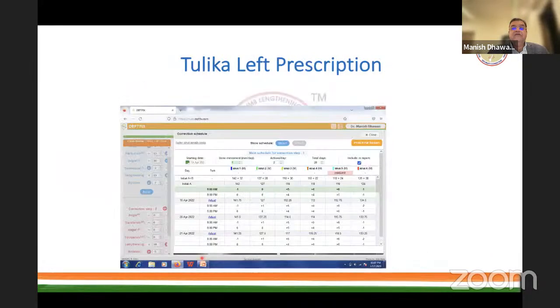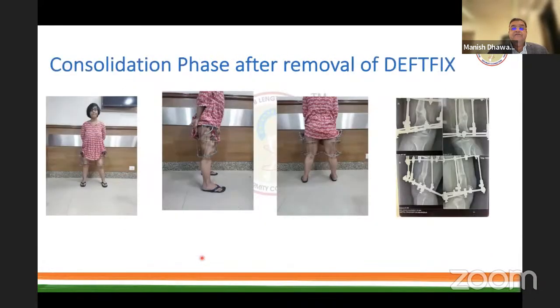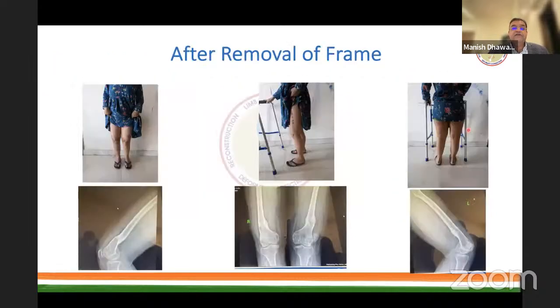This is on the left side. This is the correction in the femur. I have not corrected the tibia. This is the femur. I have removed the DefFix. Now she is on the Ilizarov frame. You can see the correction here. The tibia still remains to be done. But you can see the leg is quite aligned.